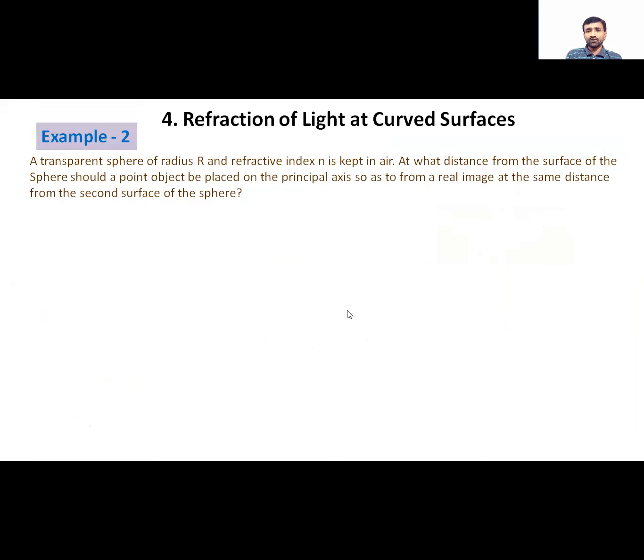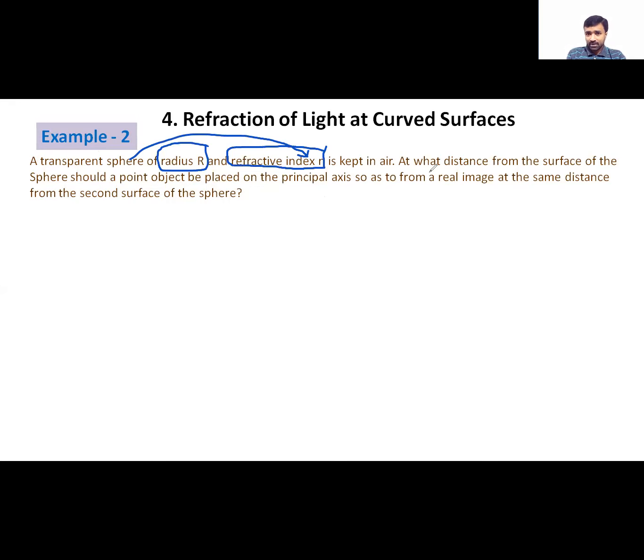Here, a transparent sphere of radius R. The sphere radius is given as R, and it is kept in air. The refractive index of the transparent sphere is N. So here it is the refractive index of the sphere; the sphere refractive index is given as N.